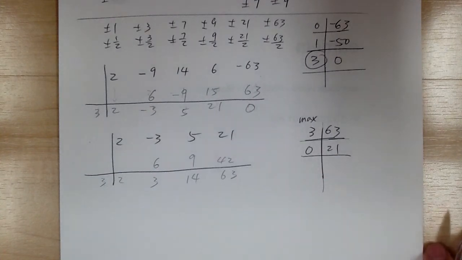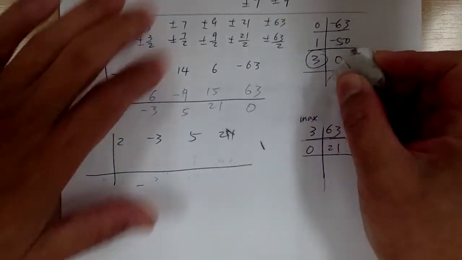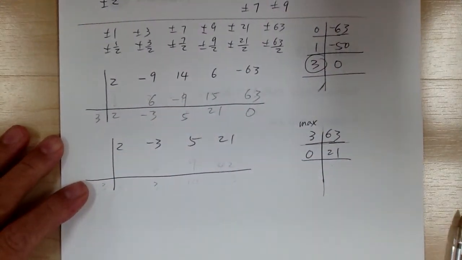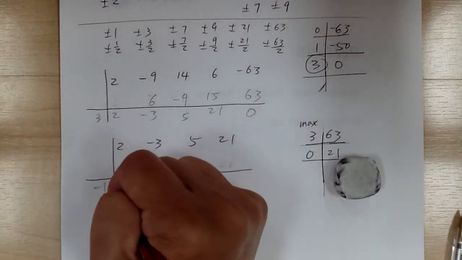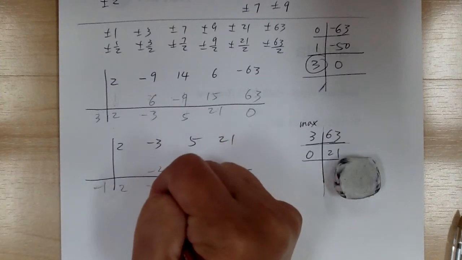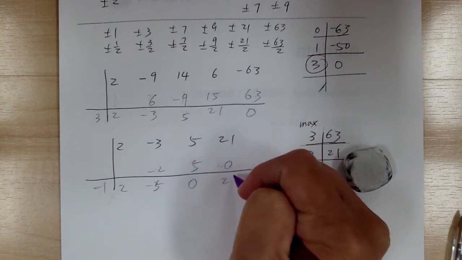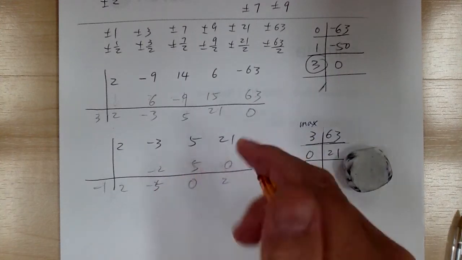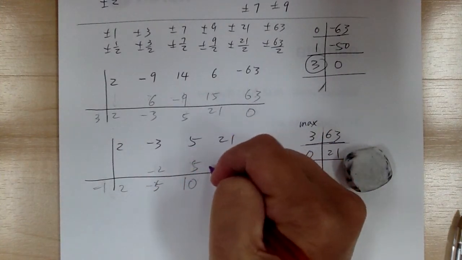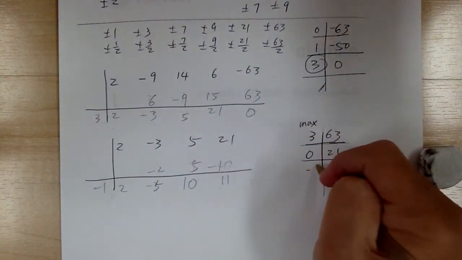Let's go ahead and try -1. Make sure you keep track of the numbers that you try. So if you try -1, you drop, multiply, add, multiply, add, multiply, add. Wait, double check. 2, -2, -5, +5. Oh, this would be a 10. So it would be a -10, and this would be 11. So you try -1, you get 11.